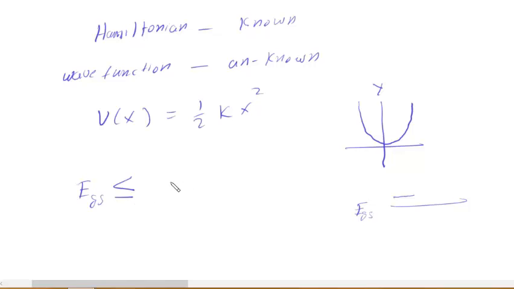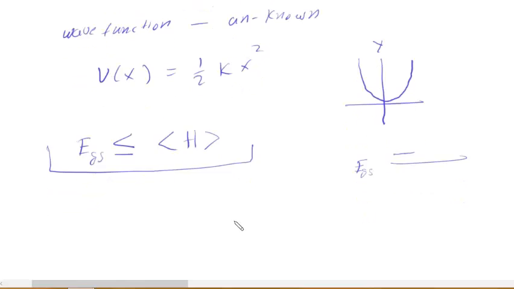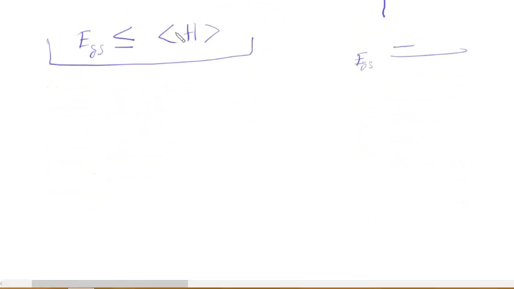And according to the variational principle, the ground state energy is less than or equal to the expectation of the Hamiltonian in any normalized arbitrary state. This is the variational principle. And here the expectation of H is equal to, if we take any arbitrary wave function, let's say psi, then psi Hamiltonian psi. This is so simple. This is the expectation of H.